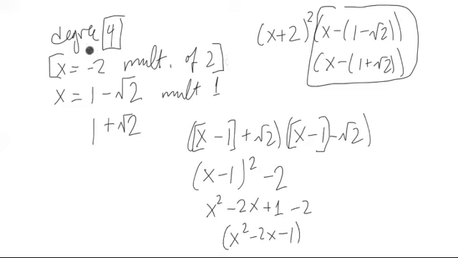So if we want to write out our polynomial, we'd simply say f of x is equal to x plus 2 quantity squared multiplied by x squared minus 2x minus 1.